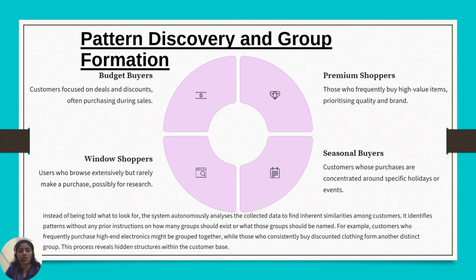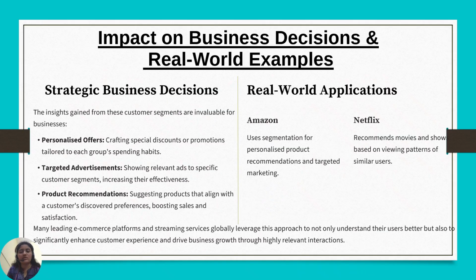Some common groups formed include budget buyers, premium shoppers, seasonal buyers, and window shoppers. Each group represents customers with similar interest and behavior patterns. This impacts business heavily. Let's see how. These customer groups help businesses make better decisions. Companies can send personalized offers, show relevant advertisements, and also recommend suitable products.